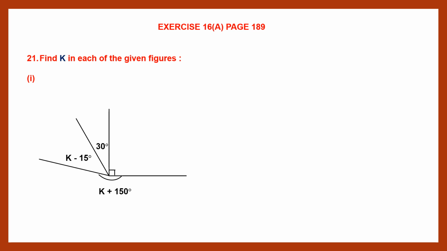So what is the property of angles that we have learned? We have learned that the sum of angles around a point will be 360 degrees. That means if you add up all these angles, you should get 360 degrees. Now this angle is 30 degrees. This is k minus 15 degrees. This is k plus 150 degrees. Now looking at this figure, you can make out that this angle is 90 degrees. So let's write that first. So this one is 90 degrees.